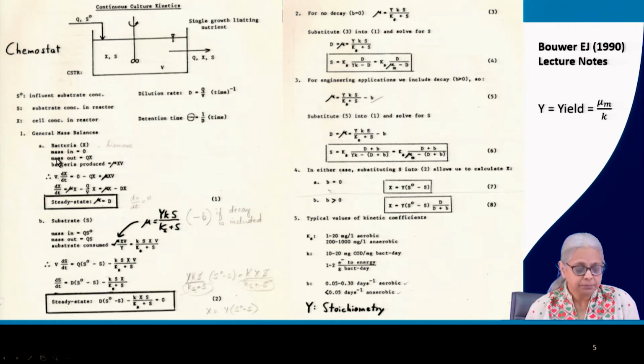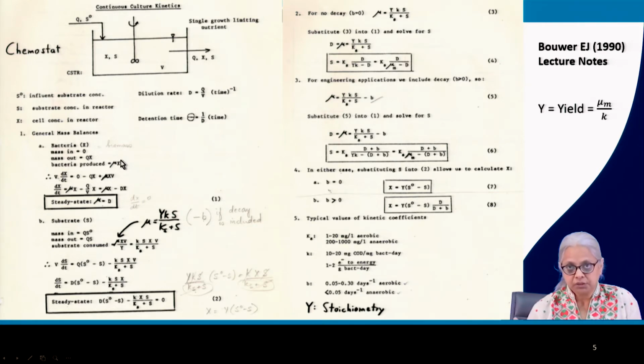If I do a mass balance for the biomass, meaning bacteria, so mass coming in, let's assume that the bacterial concentration coming in is 0. You're inoculating it with a small amount of bacteria, and whatever is coming in with the flow is 0. Mass going out is Q times X. Q times X is the mass of the bacteria going out of the chemostat. What is being produced within the chemostat is mu times X times V. Mu is the growth rate, X is the biomass concentration.